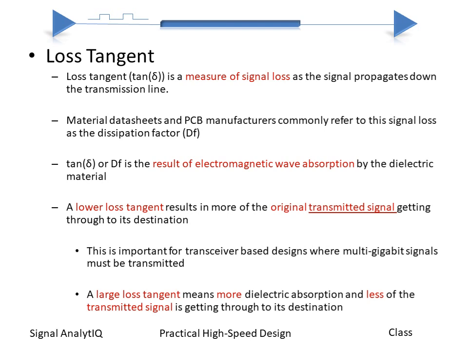So, you prefer the loss tangent to be low for a better transmitted signal to get to the receiver end. This is very important for a high-speed transceiver based design where you have multi-gigabit signals that must be transmitted. If the loss tangent is higher, that means there is more dielectric absorption and less of the transmitted signal is getting through to its destination.